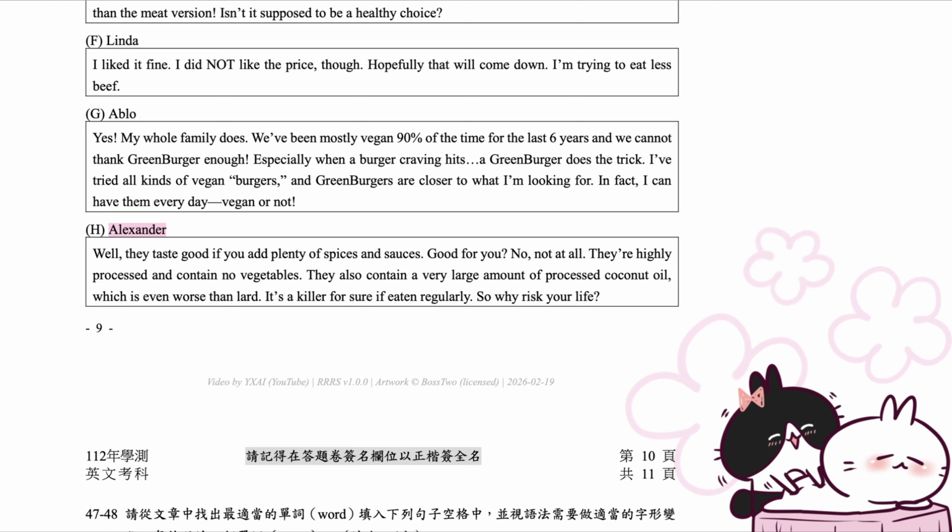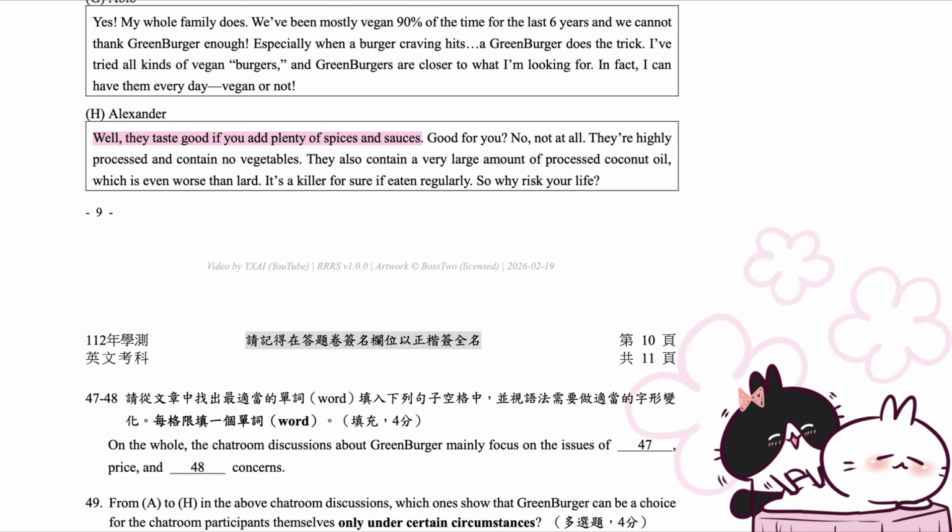H. Alexander. Well, they taste good if you add plenty of spices and sauces. Good for you? No, not at all. They're highly processed and contain no vegetables. They also contain a very large amount of processed coconut oil, which is even worse than lard. It's a killer for sure if eaten regularly. So why risk your life?